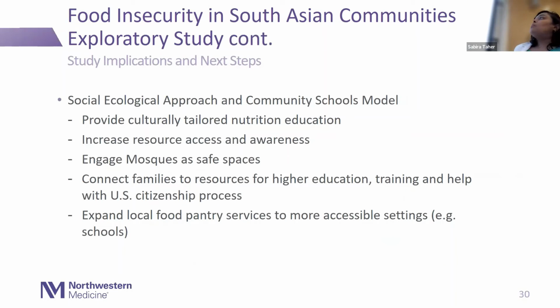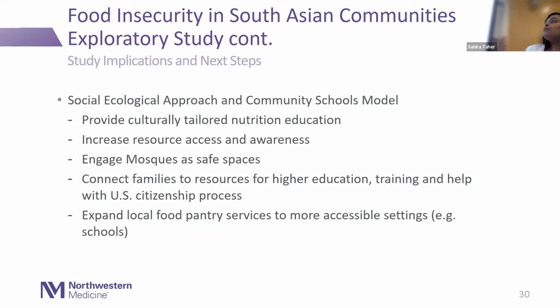And so we are writing up the manuscript at this point and making recommendations. But what we've all talked about is that the social ecological approach that's integrated into a community schools model could be really effective to address these multidimensional issues around food insecurity. And this would really include providing culturally tailored nutrition education, and also working with stakeholders and community members that speak the Urdu language to come up with constructs and concepts that can be integrated into the language about food insecurity. How do they talk about it? And increase resource access and awareness.